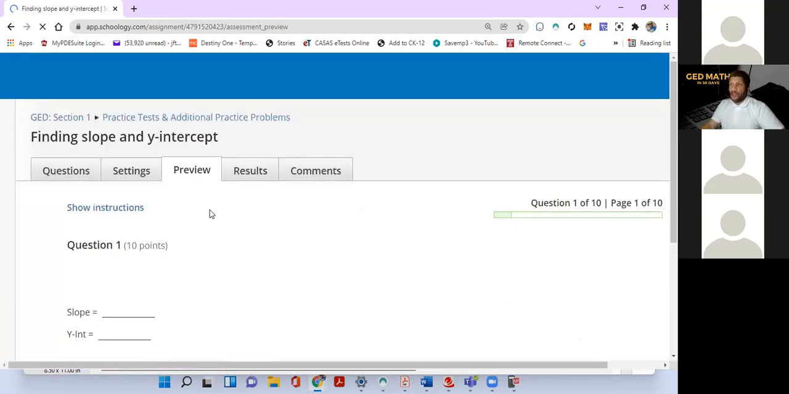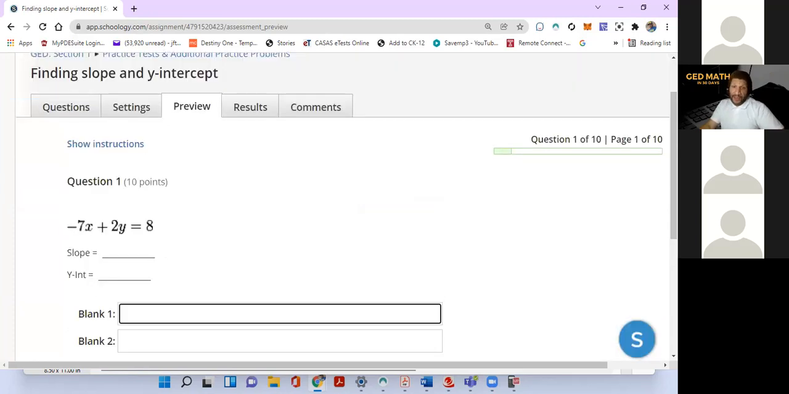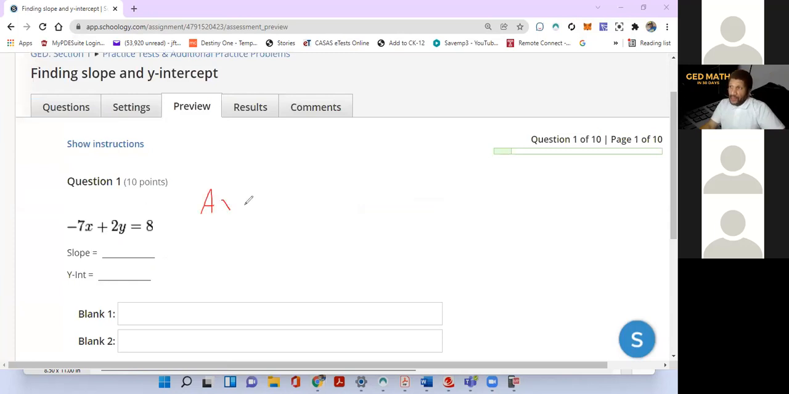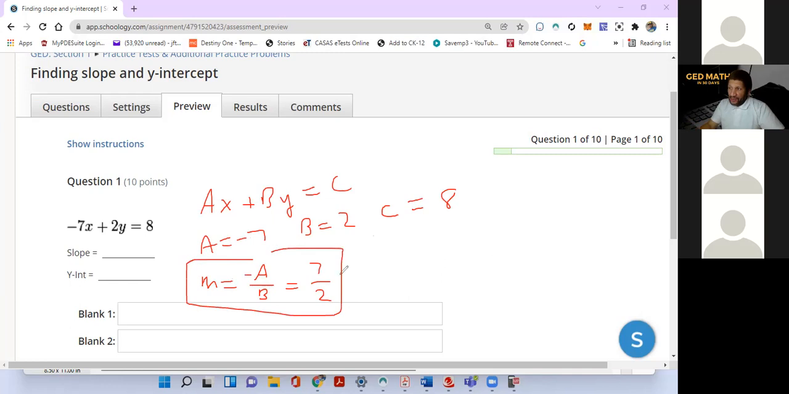It says use slope-intercept. So right here, you have to identify that this is standard form. Standard form is Ax plus By equals C. That means A is -7, B is +2, C is 8. This is the way I teach in my book and in my classes. This is the easy way to find the slope and y-intercept from standard form. To find the slope, we take the opposite of A and put it over B. A is -7, the opposite of -7 is 7. B is 2, so the slope of this line is 7/2.